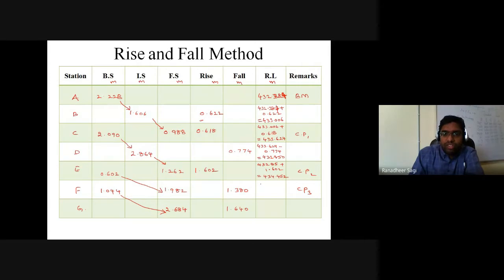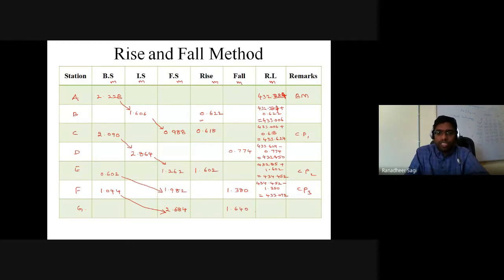Right. Next, RL value of point F is nothing but RL value of point E, which is 434.452. And at point F, it is fall data that you have, so minus 1.380, which is equal to 433.072. And next, RL value of point G.